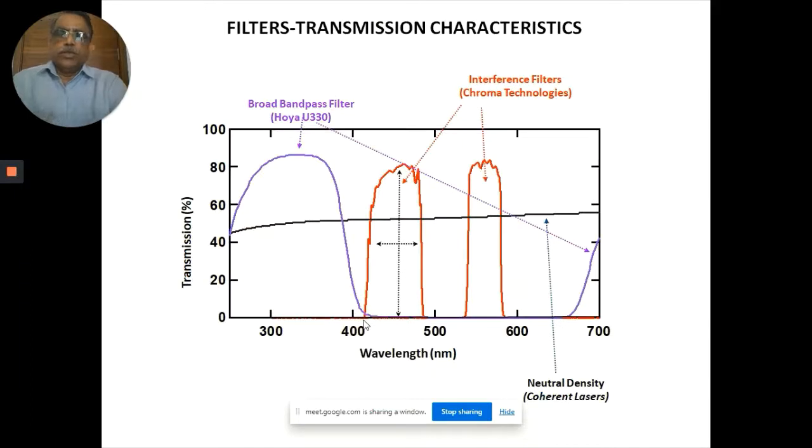We have all seen these general filters. I'm just summarizing it here. You have broad bandpass filters, and we have narrow interference filters. We also have one more filter called a neutral density filter. This is basically an attenuator for the light intensity. You generally use it for many applications, including the quantum yield determination and so on. Wherever you want to cut down the light intensity, it is possible to use ND filters.